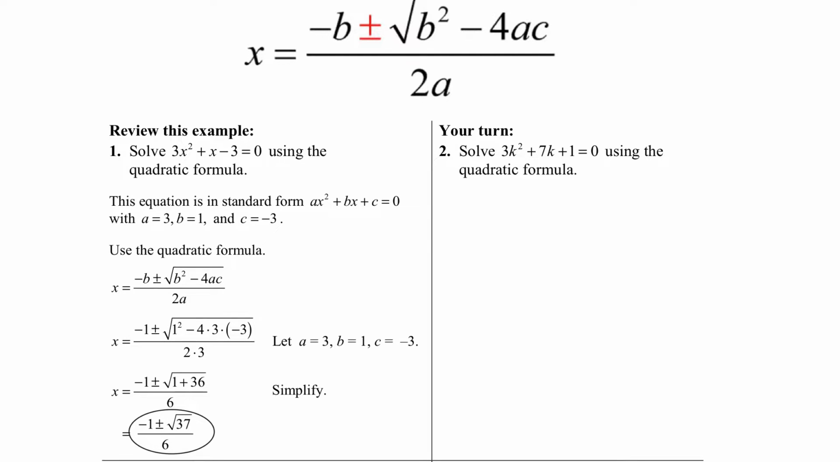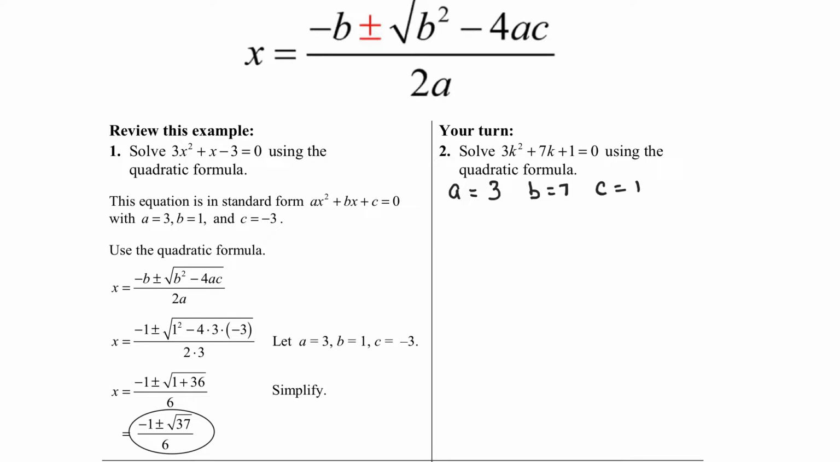We are going to solve quadratics starting with example 2. We first identify A. A is the leading coefficient, which is 3. Identify B, which is 7. And then C is a constant.